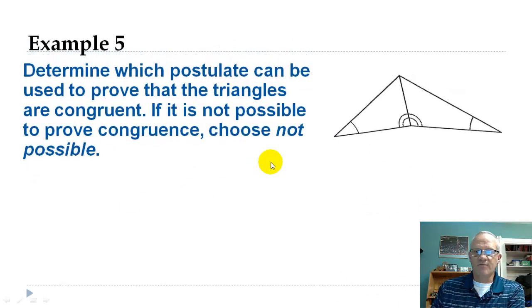All right, example 5. All right, how about this one? Well, what can we figure here? We've got an angle and an angle.